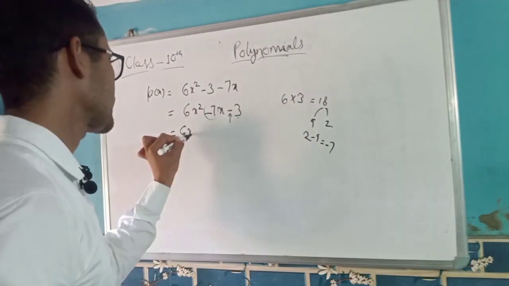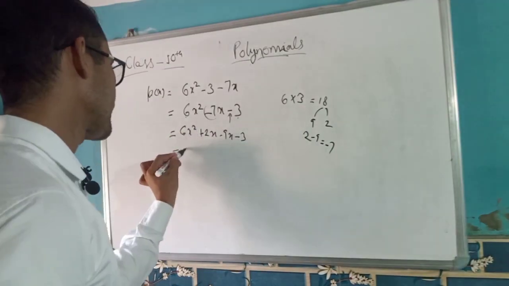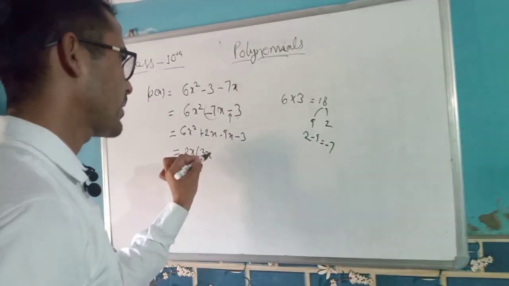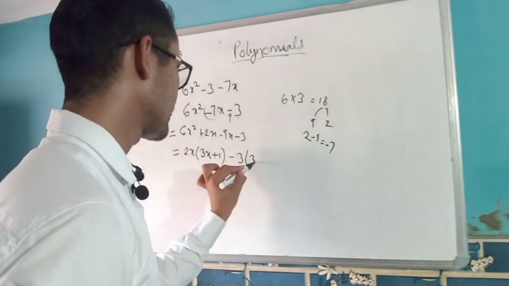We can do this here. So 6x² plus 2x minus 9x minus 3. Now if we take common out, we take 2x common and divide by 2x, and we get 3x plus 1. Then from here we can take common out. Minus is common, so we take 3 out and we get 3x plus 1.